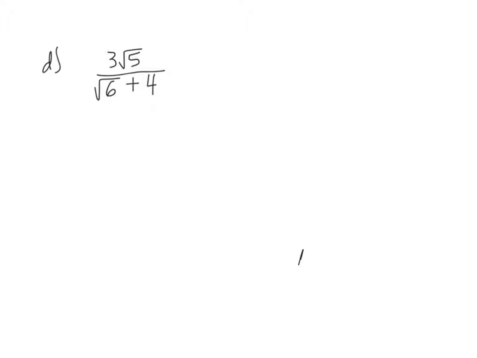Okay, let's try this one. 3 root 5 over root 6 plus 4. What are we going to multiply it by? Root 6 minus 4, right. Over root 6 minus 4.